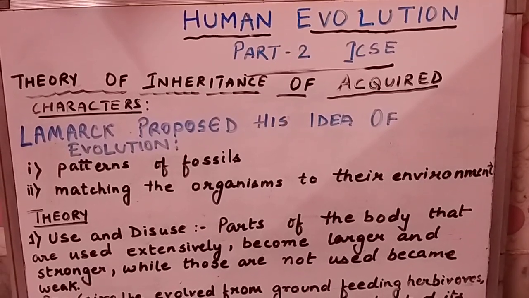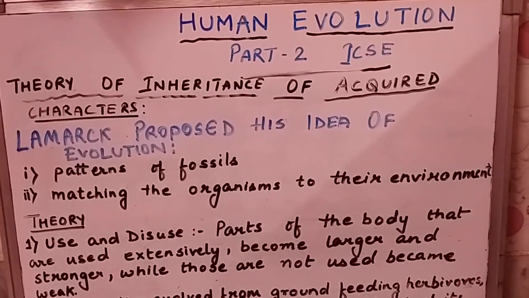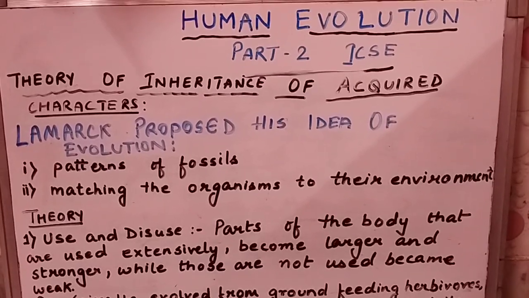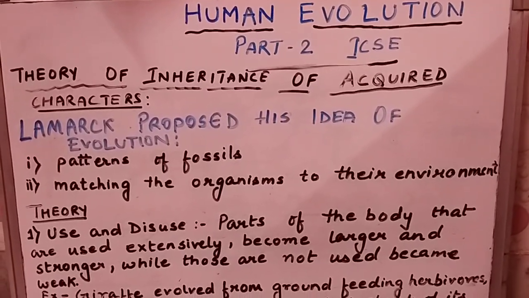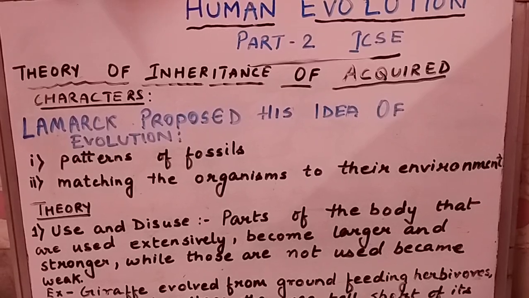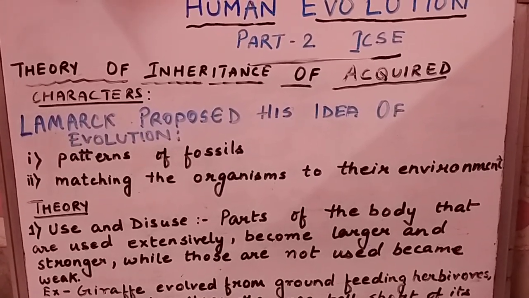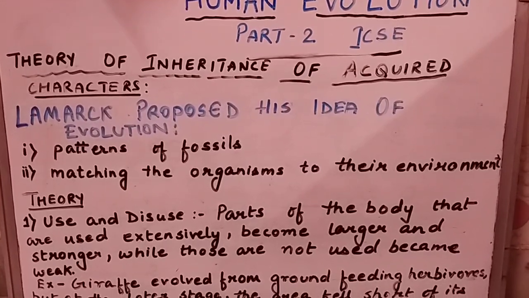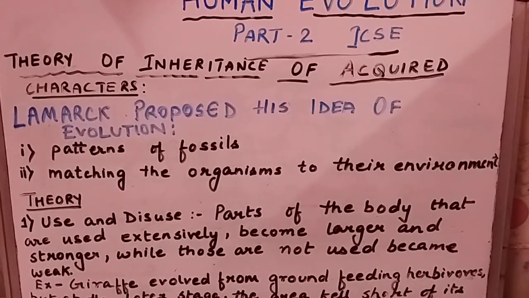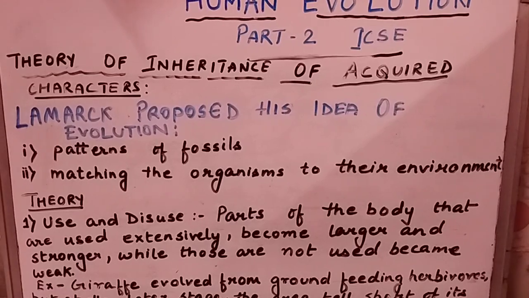Continuing with the same topic, human evolution, part 2. We ended with the introduction of the theory of inheritance of acquired characters by Jean-Baptiste de Lamarck. Here we continue with the same one to go forward with it.